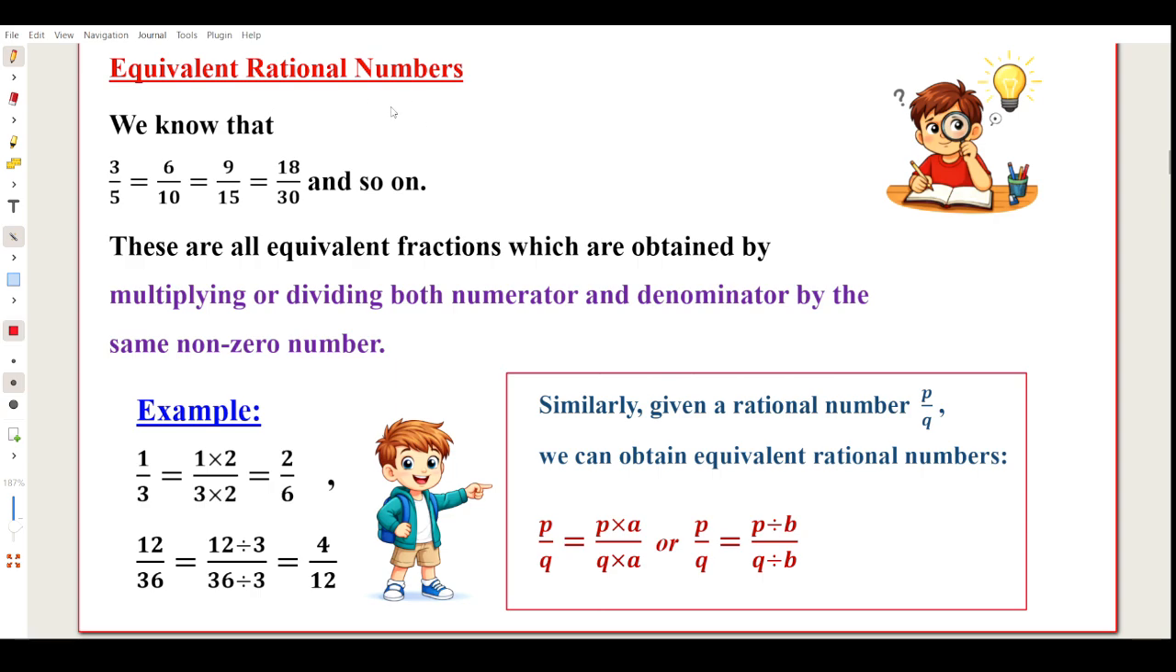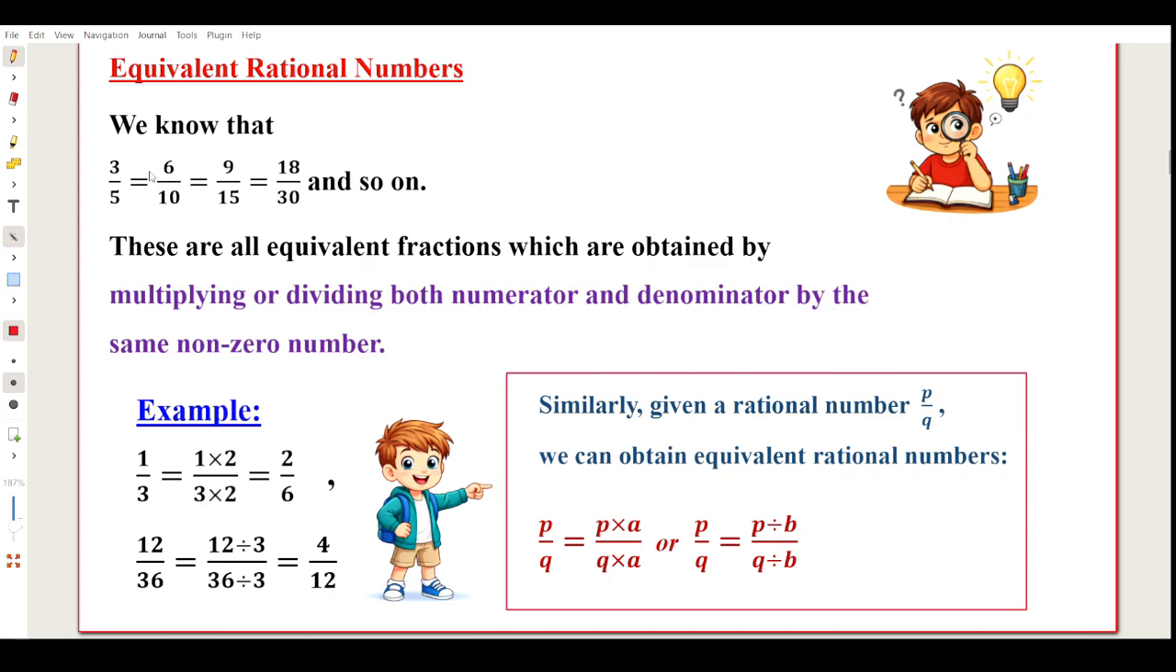Equivalent rational numbers. So we know that 3 by 5 is equal to 6 by 10 is equal to 9 by 15 is equal to 18 by 30 is given. How can we say everything is equal? Everything should be written in the simplest form. Then we can say whether they are equal or not. 3 by 5, this is the simplest form.